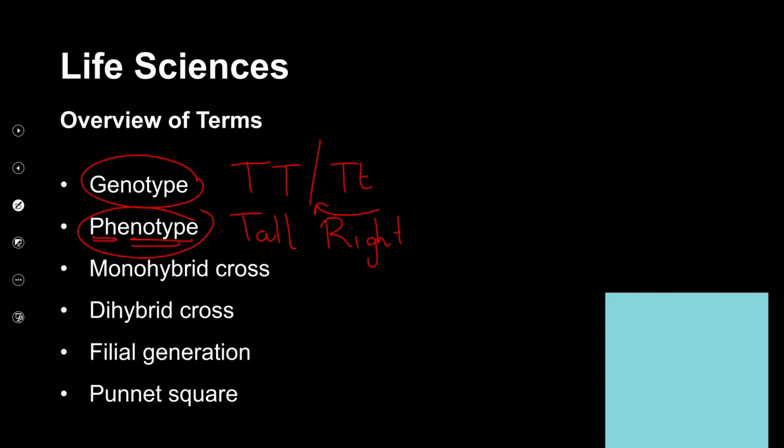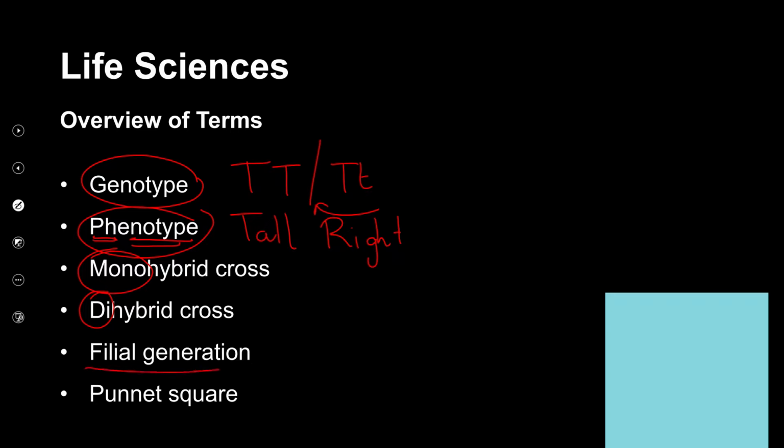Guys, you would also remember that when we study genetic crosses, a cross can be done for a single characteristic, so we call that a monohybrid cross, or we could study how two characteristics, di meaning two, are inherited at the same time. So these we will discuss again in our lesson.